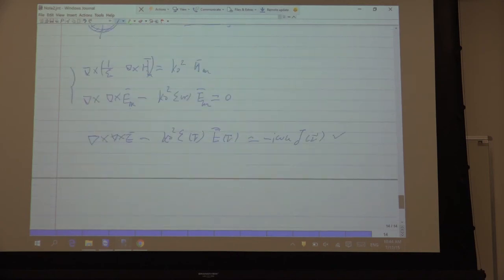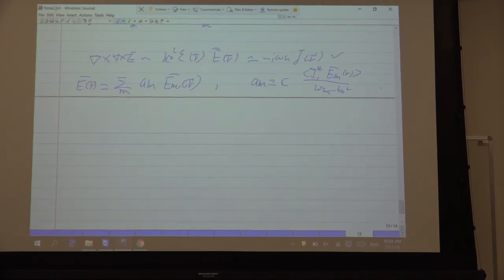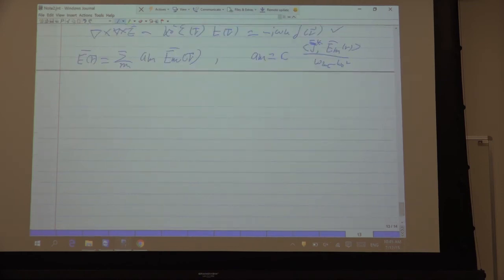The excitation solution E can be expanded with the eigenmode solution. The Am here is a very important parameter, equal to something like J inner product Em over omega m minus omega 0. I have some constant, I can't remember. They say that if the current and the mode have the same polarization, and the current is located at the maximum field point, this mode can be fully excited. Using this method, you can understand many things.